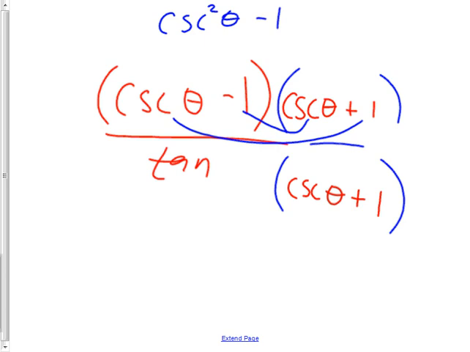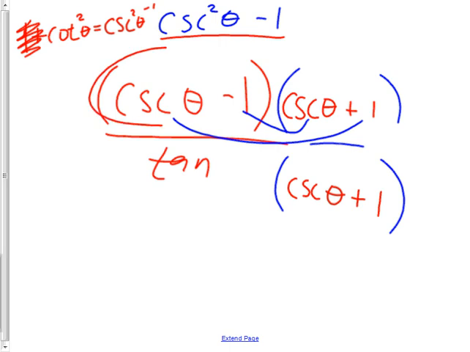I'm going to pull up from my memory banks the one that's got cosecant in it. The one with the co is the co-function one. So then I look at this and I say to myself, oh, cosecant squared minus 1, that's just like I took a minus 1 off of each side of this, and it's cotangent squared equals cosecant squared minus 1. And then you can replace this whole top with cotangent squared. That's called a conjugate.